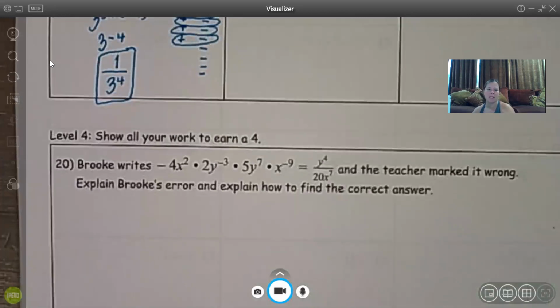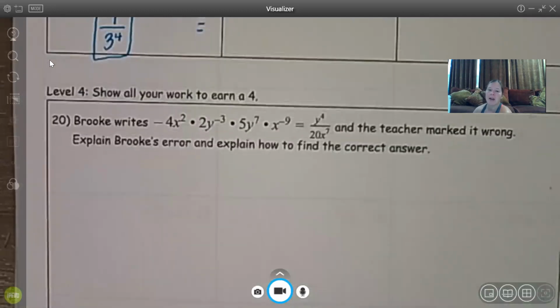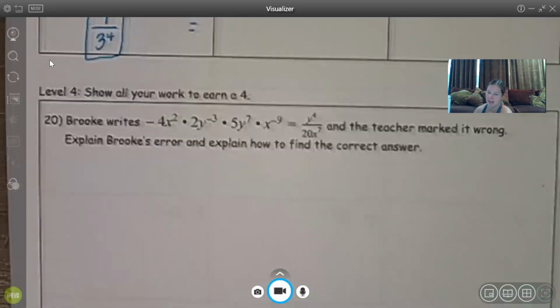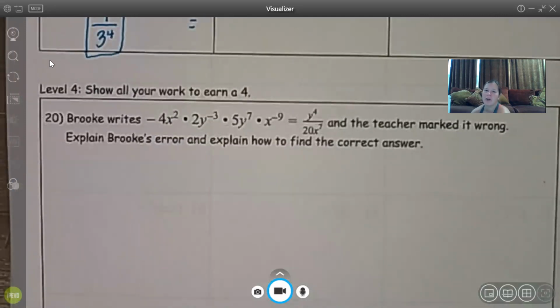Problem number 20 says, Brooke writes negative 4x to the 2nd power times 2y to the negative 3rd power times 5y to the 7th times x to the negative 9th equals y to the 4th over 20x raised to the 7th power. But the teacher marked it wrong. Explain Brooke's error and explain how to find the correct answer. Okay, they're telling us that Brooke did the work wrong, so we need to find out where she went wrong. So you need to solve the problem. My advice to you is to solve the problem first and then look at where you think Brooke went wrong.